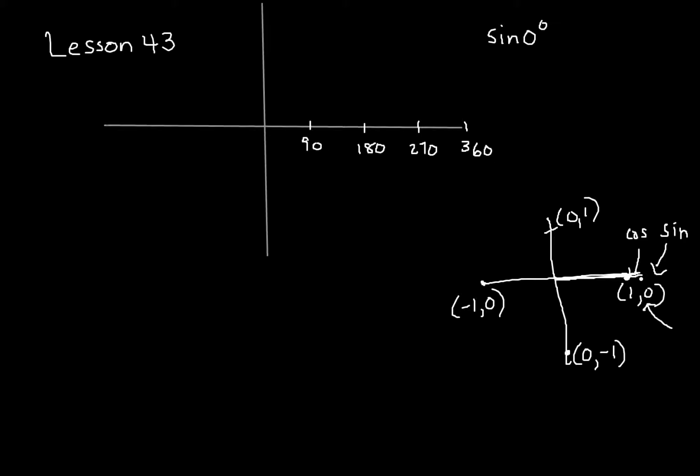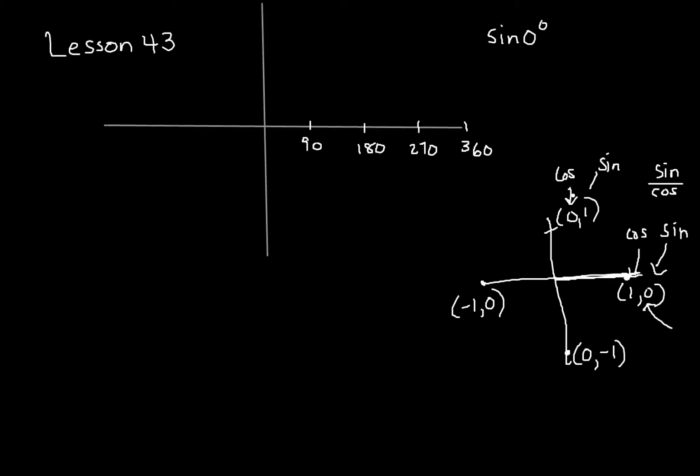Anybody? 0, because the cosine is the first number and the sine is the second number. And tangent would be opposite over adjacent, so it would be sine over cosine. So if I wanted to find the tangent of 0, it's going to be 0. If I'm going to find the tangent of 90, it's undefined because you would be dividing by 0. 1 over 0 is undefined.